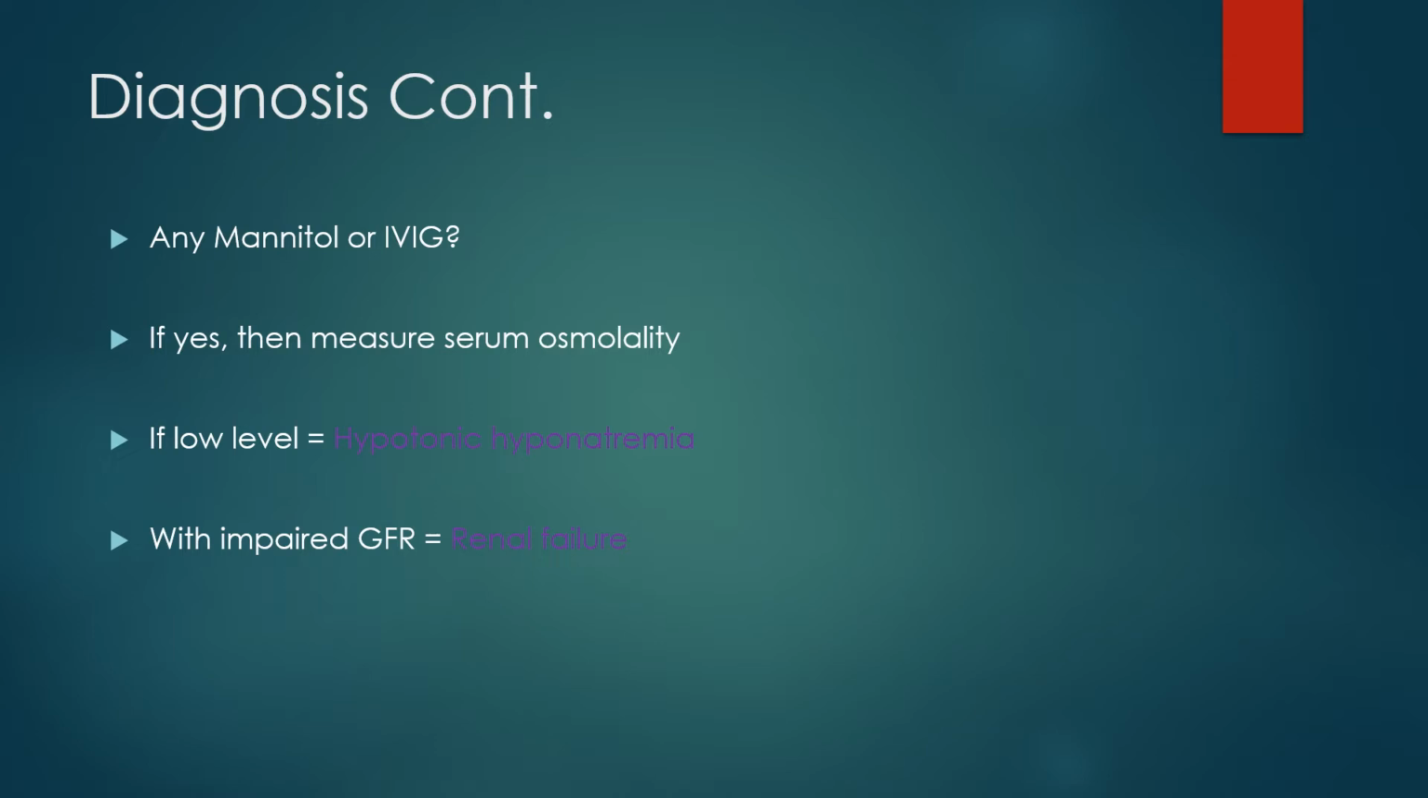Let me explain again. Mannitol or intravenous immunoglobulin administration in this patient, and the response is yes. Then measure the osmolality. If the value of osmolality is low, then we are dealing with hypotonic hyponatremia. Okay, with impaired glomerular filtration rate, then we are dealing with renal failure. So we've had about 3 diagnoses right now, right?